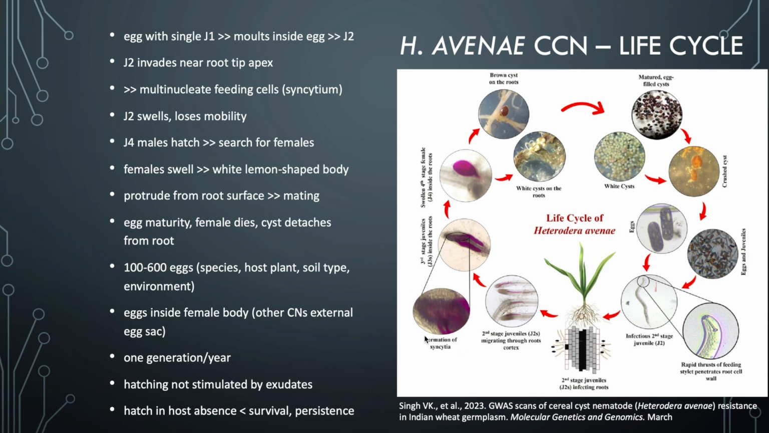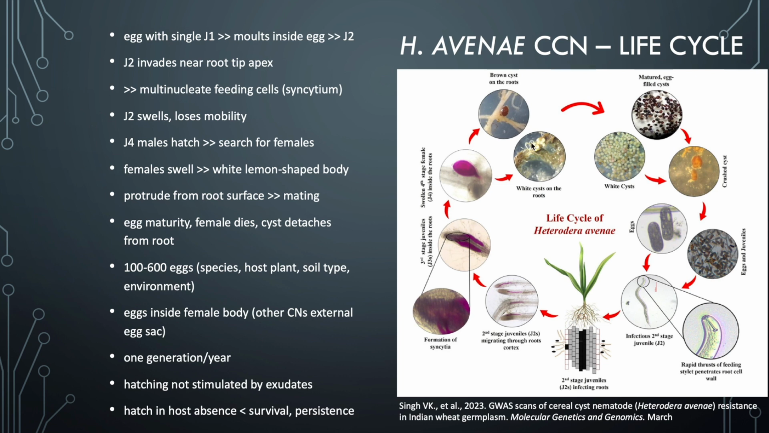Once inside the cortex, the juveniles induce the plant to form the syncytia. So these are the feeding sites that are formed from multiple cells that become one multinucleate cell, and the juveniles become sedentary there and are able to just feed on this syncytium here. These are the juveniles in pink, and they become sedentary and keep feeding until they become the fourth stage juveniles, and this is the last stage before the males leave the plant and are able to move on to other plants, whereas the females remain stationary and become white cysts protruding from the root.